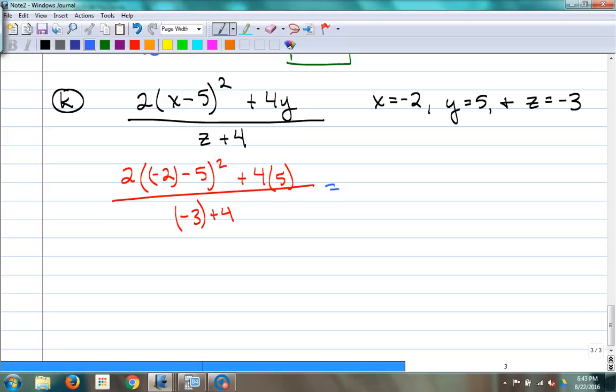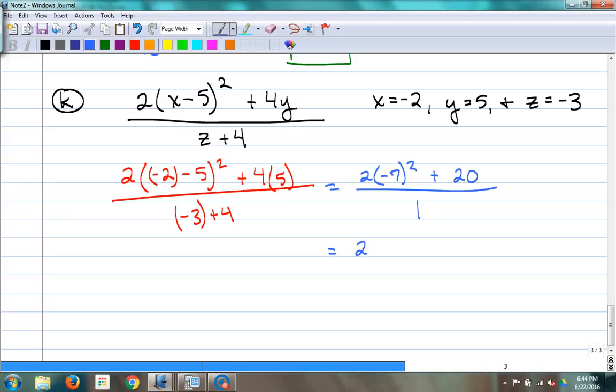So parentheses comes first in order of operations. So we got to do this part first. Negative 2 minus 5 would be negative 7. So we really have 2 times negative 7 squared. And I'm going to go ahead and do that 20 there because it's kind of separated. I'm simplifying the numerator separate than I am the denominator and then working it as one thing.